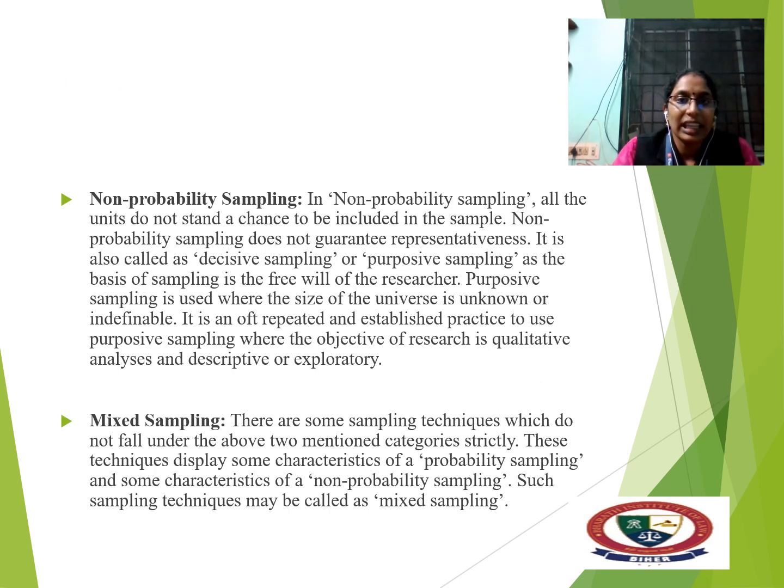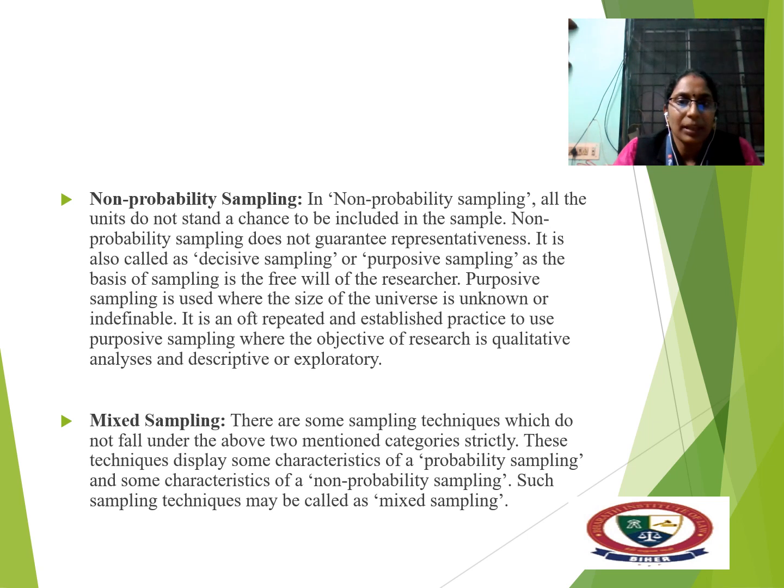Non-probability sampling. In non-probability sampling, all the units do not stand a chance to be included in the sample. Non-probability sampling does not guarantee representativeness. It is also called decisive sampling or purposive sampling, as the basis of sampling is the free will of the researcher. Purposive sampling is used where the size of the universe is unknown or indefinable. It is an often repeated and established practice to use purposive sampling where the objective of the research is qualitative analysis and descriptive or exploratory.